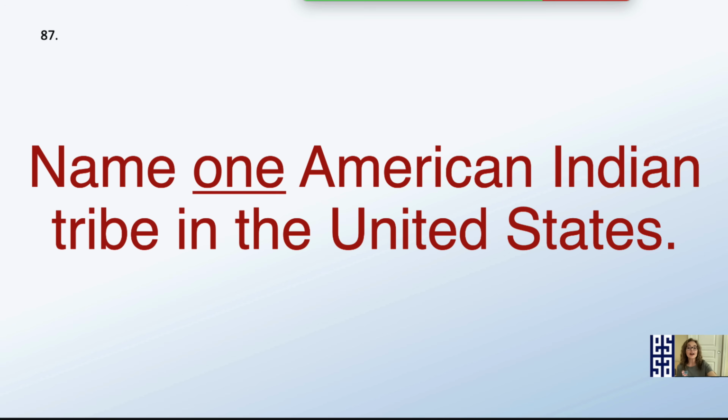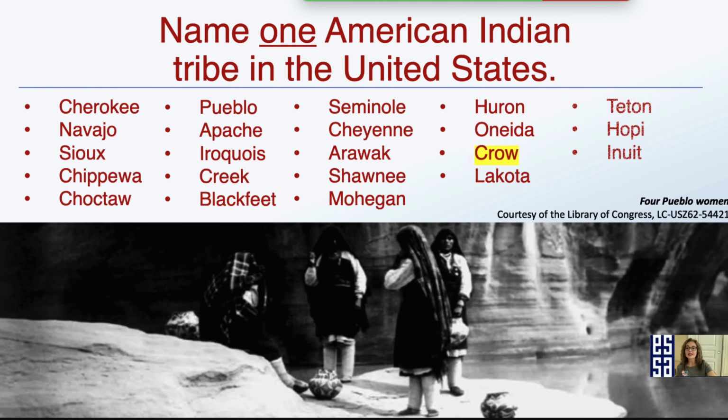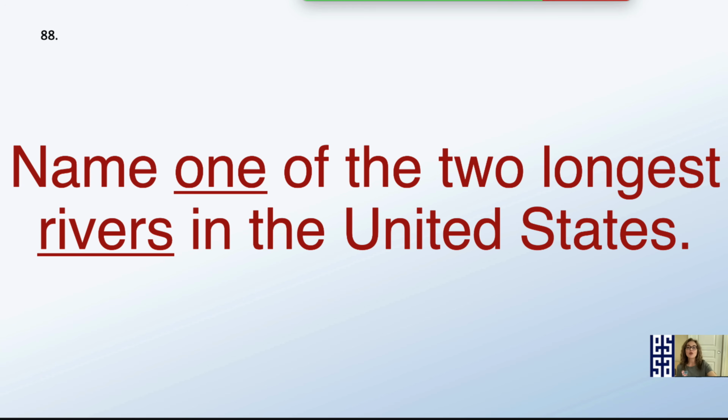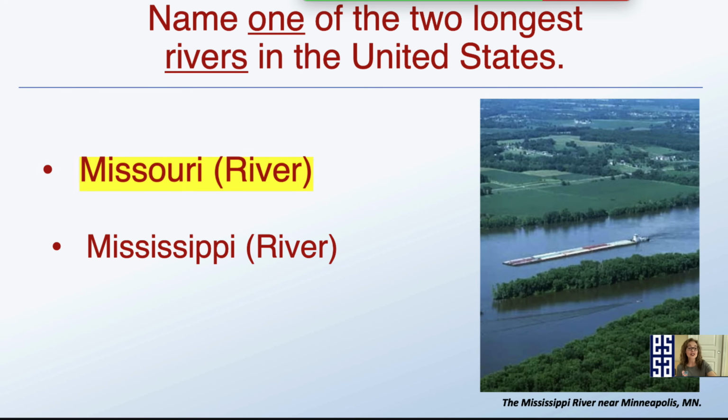Name one American Indian tribe in the United States. Okay, I have a list here, and there are more. And of these, I chose Crow. Name one of the two longest rivers in the United States. Okay, I chose the Missouri River. Okay, the other one is the Mississippi.